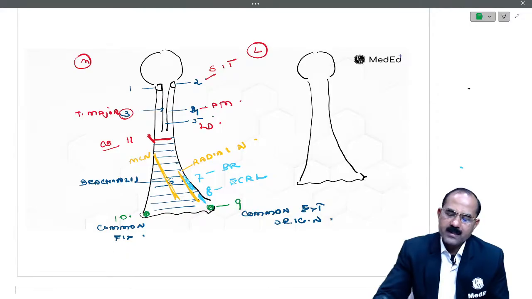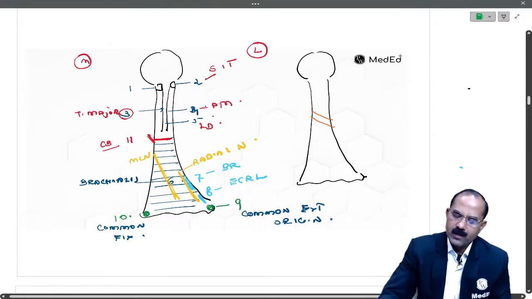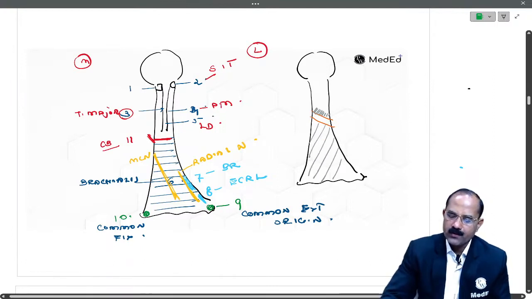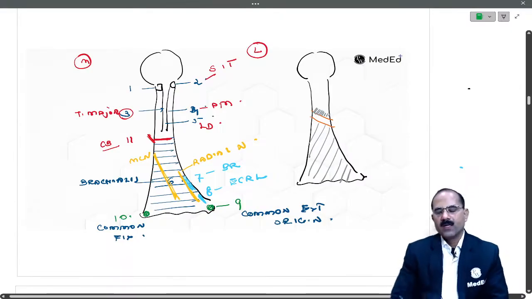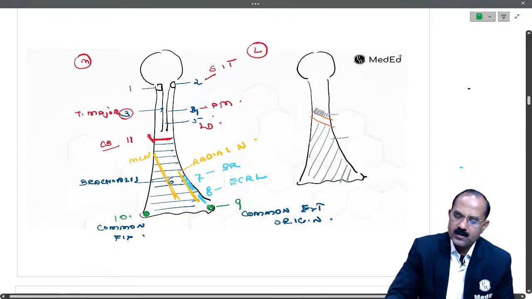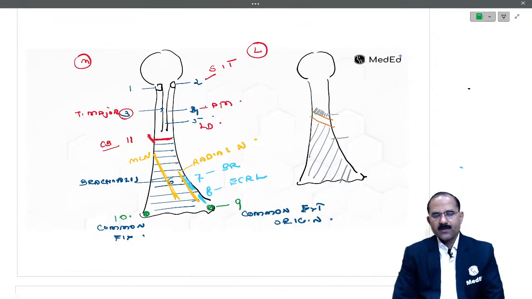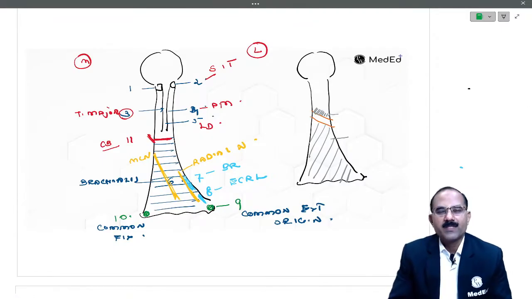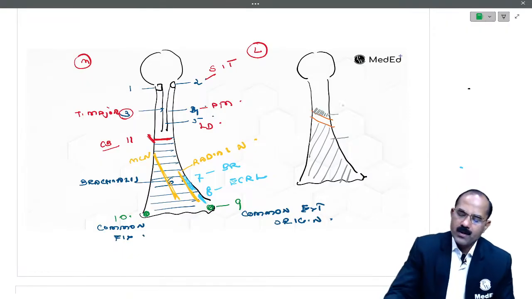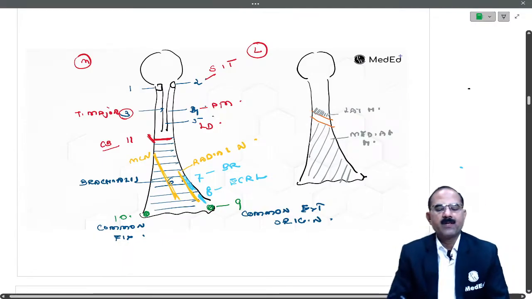Now you tell me what this is that I'm drawing. What is this muscle which arises above the spiral groove, and what is this muscle which arises from the shaft of the humerus below the spiral groove? This is the posterior aspect of the humerus. Anyone? This is the lateral head of triceps, and that is the medial head of triceps.